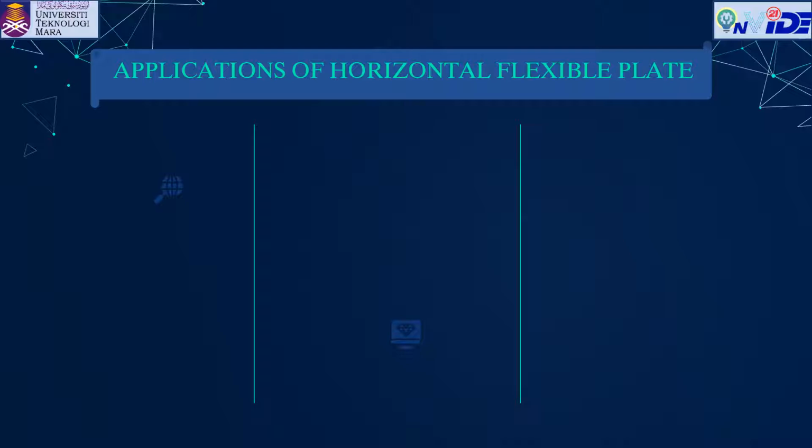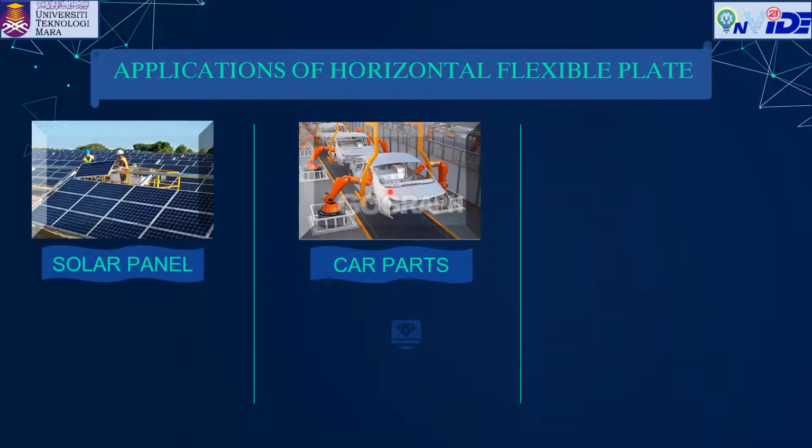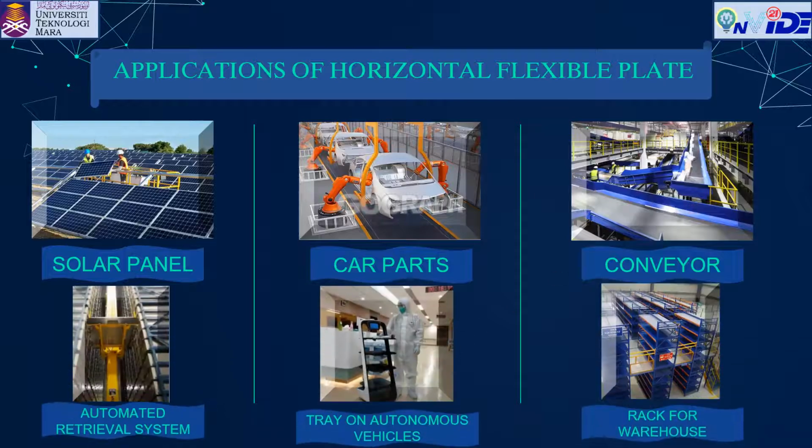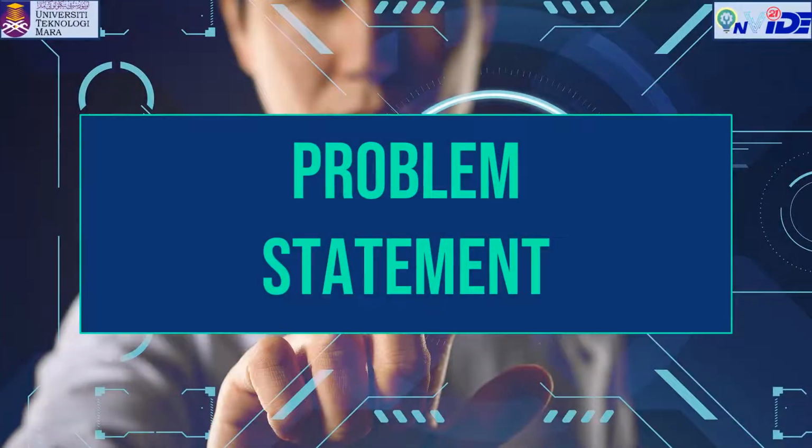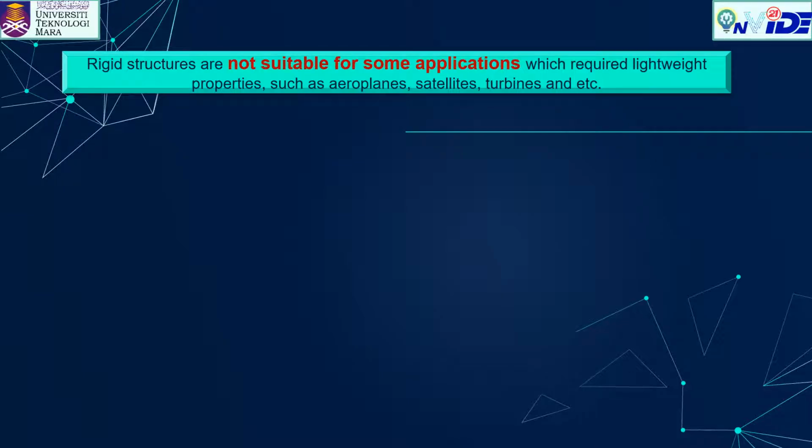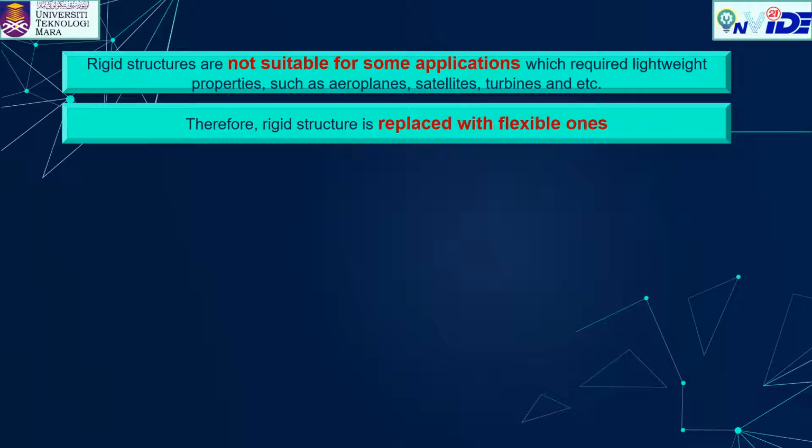The implementation of horizontal flexible plate structure can be seen in solar panels, car parts, conveyors, and many more. Although a rigid structure is able to withstand high load, it is unsuitable for applications that require lightweight material for the operation. Hence, flexible structure is used to replace the rigid one.